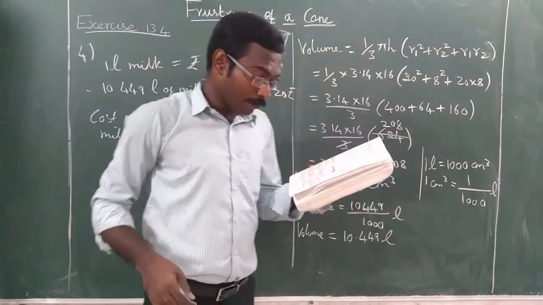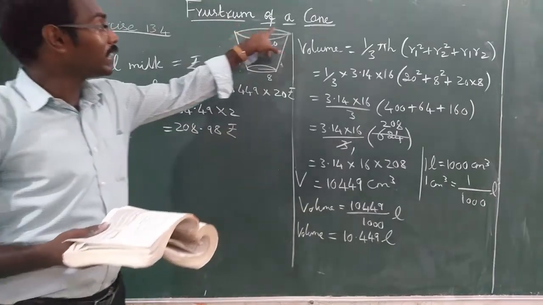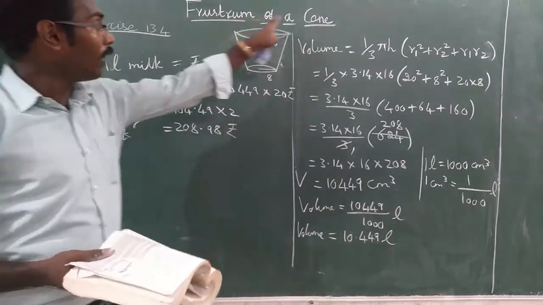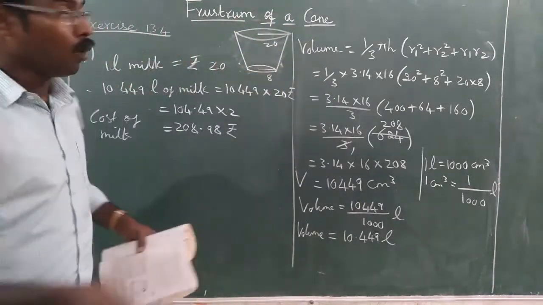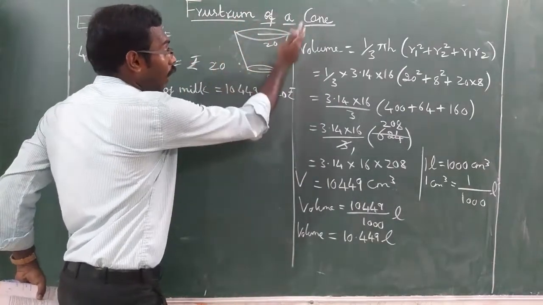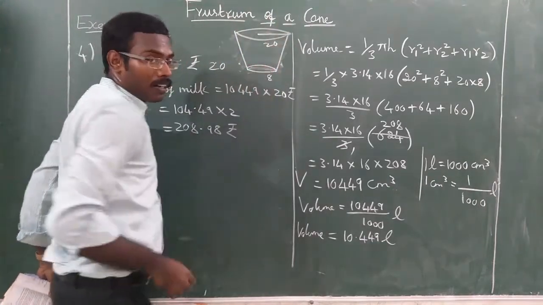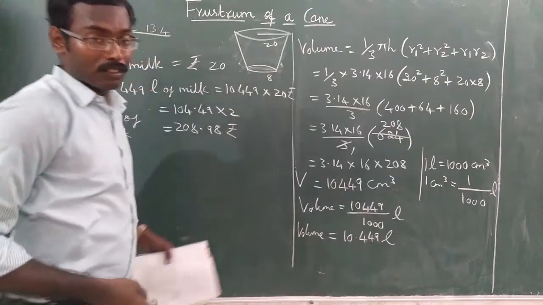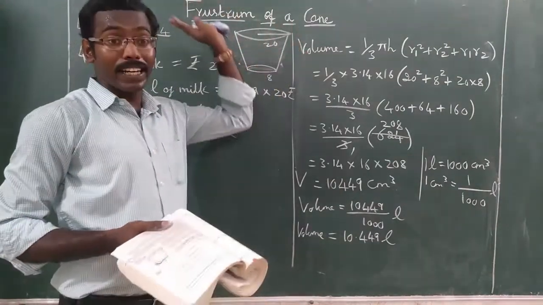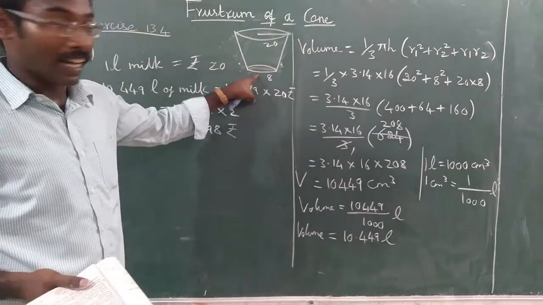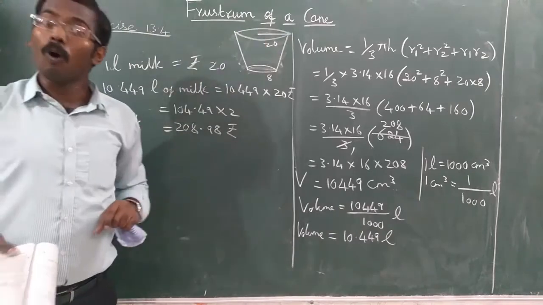Which end is open? The container is open from the top. So this is open. Therefore, the open end area is not considered. Open means it is not covered with a metal sheet. Only you have to find the curved surface area of the frustum and the bottom. Bottom means this small surface, the small circle. Understood or not? The curved surface area and the smaller circle area. This upper circle area is not considered because the upper end is open.